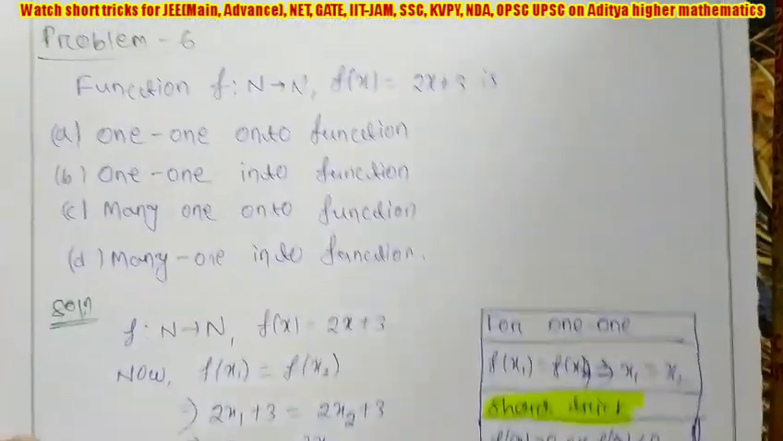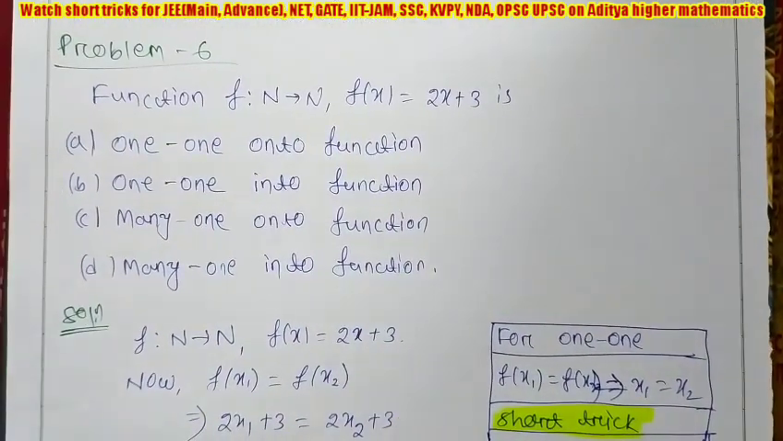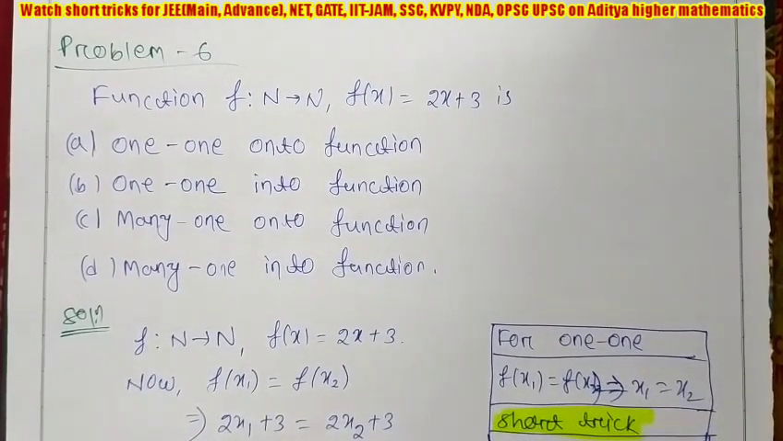Actually, for a one-to-one function, f(x1) = f(x2) implies x1 = x2. This is the condition. I will use this first, and later we will discuss the shortcut method.